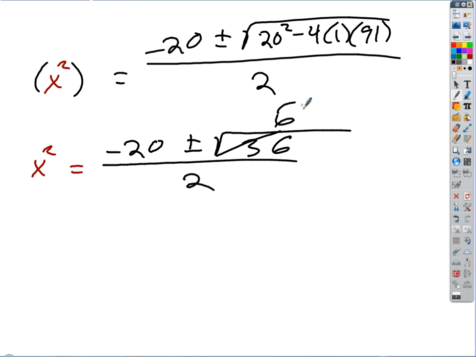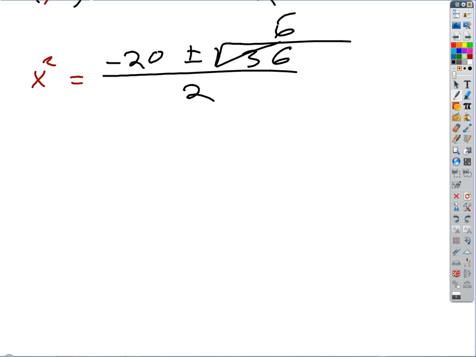So I get 2 answers, don't I? I get the answers either x squared equals negative 20 plus 6, which is what? Negative 14 over 2, negative 7. Negative 7, or x squared equals negative 20 minus 6, which is negative 26, over 2, negative 13. Do I get any real solutions?